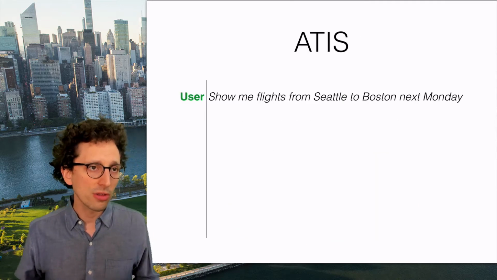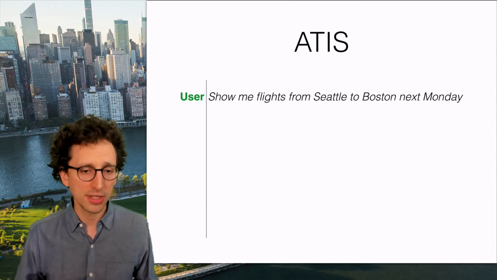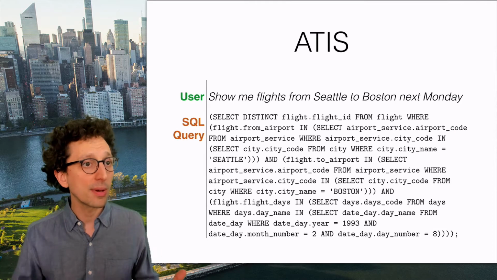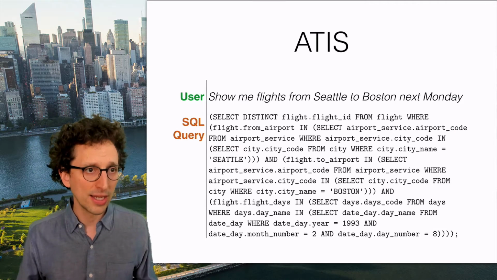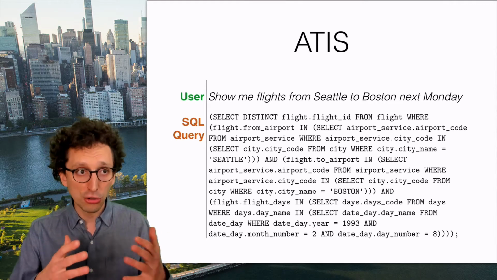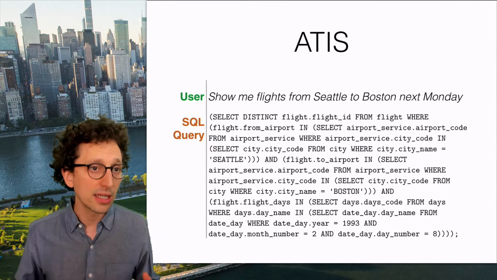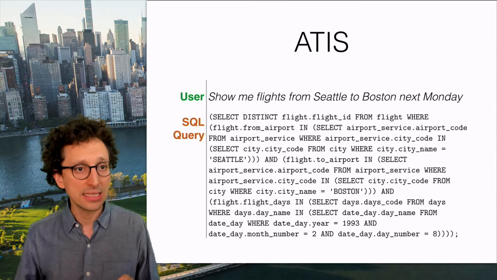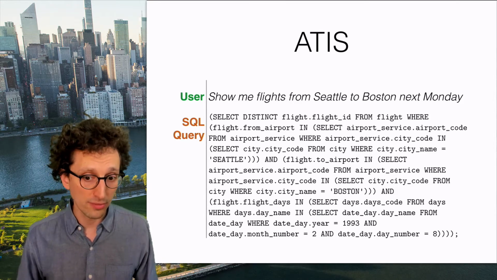ATIS interactions often start with a query like this one: show me flights from Seattle to Boston next Monday. And for this simple query, which is context independent because it's the beginning of the interaction, you have to generate this relatively complex SQL query. I'm not going to describe this in detail, but you can already see that it's relatively long, it's relatively nested, and it joins different tables for flights and cities and days and airports and airport services.